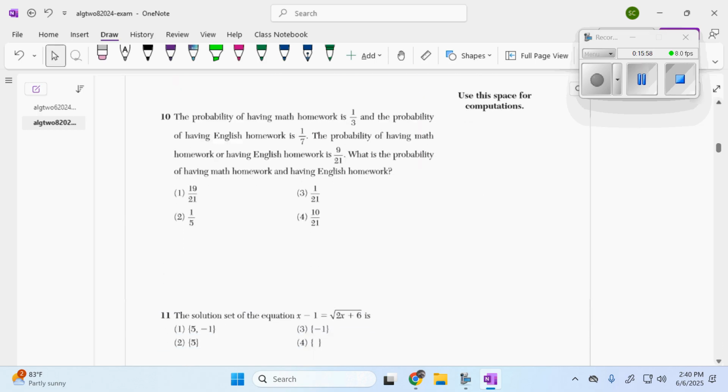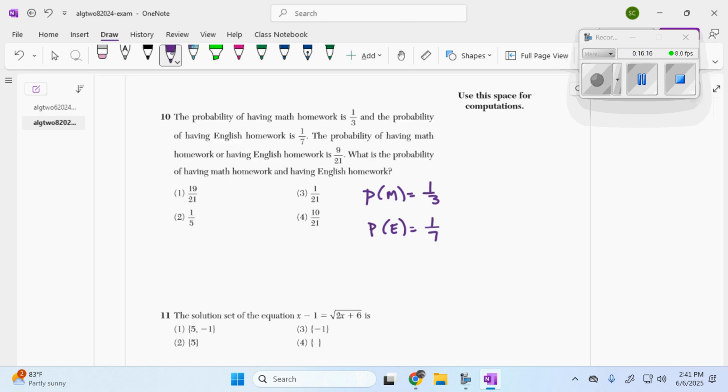Number 10 is a probability question. It tells us the probability of doing math homework is 1/3. The probability of having English homework is 1/7. So we know a couple probabilities already. We'll just use M for math, just so we can stay organized, and E for English.